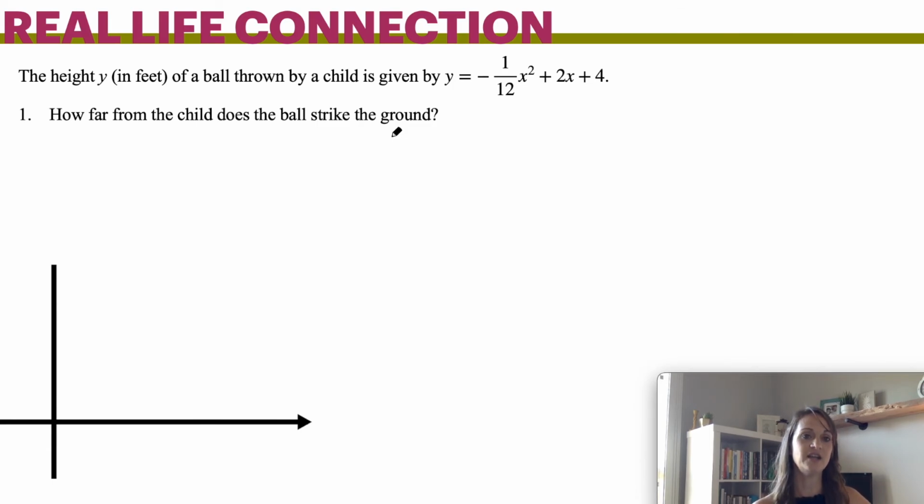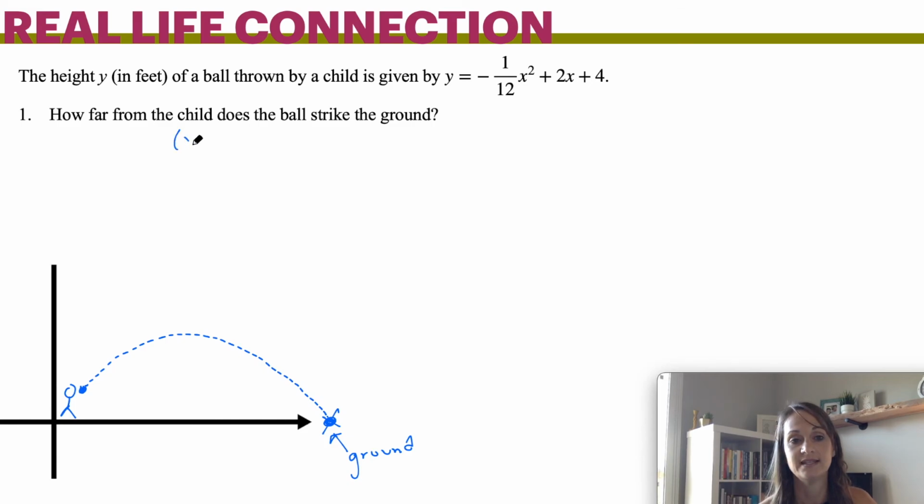Real life connection. The height of a ball thrown by a child is given by this formula. How far from the child does the ball strike the ground? Meaning, if you have a child and they're throwing a ball in the air, at some point it is going to hit the ground. This is where it hits the ground. We want to know how far away, so basically, what is the x value of when it hits the ground? This means we are looking for a 0.